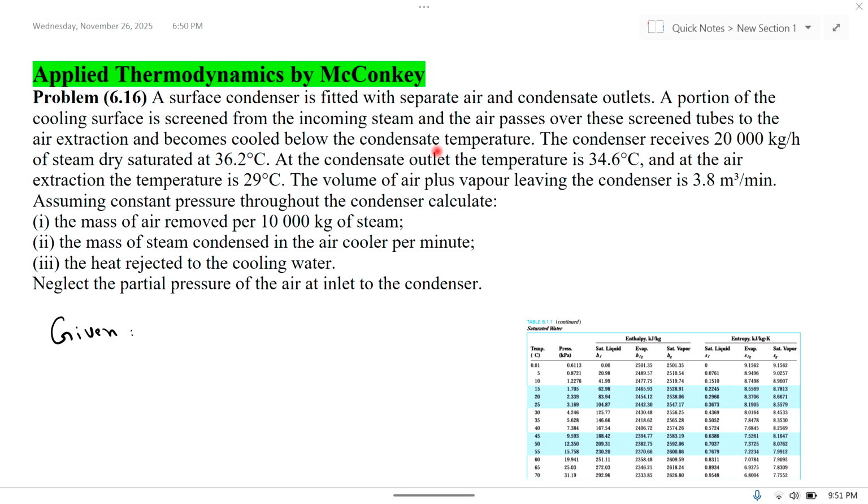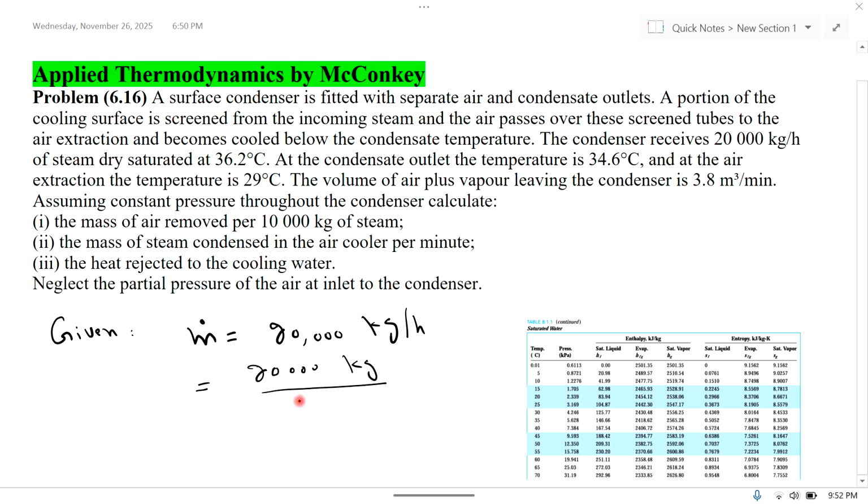So the steam flow rate m dot steam is equal to 20,000 kilogram per hour. Convert this into kilogram per minute, which is equal to 20,000 kilogram, and 1 hour is equal to 60 minutes, which is equal to 333.333 kilogram per minute.